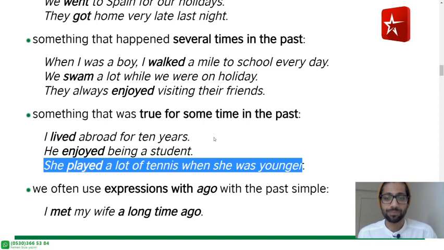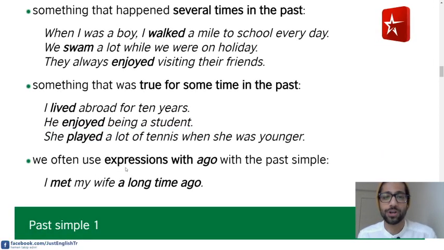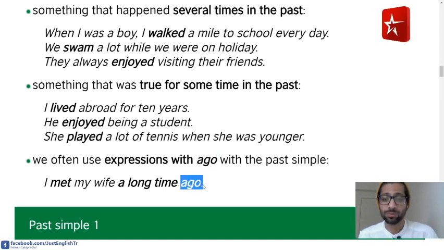True for some time. And the last part is, we often use expressions with ago, with the past tense. So, I met my wife a long time ago. Here, the use of ago, it's an expression with ago. So a long time ago, several years ago, everything you can use here with the past tense.